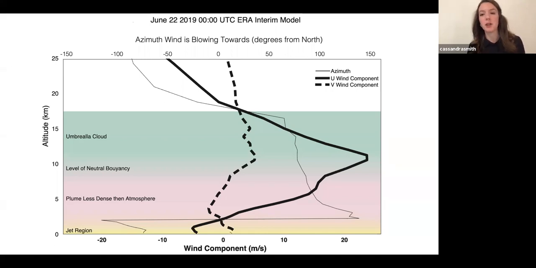This plot here is really interesting when you look at the wind, which are these black lines. The azimuth is the thin black line, and the two thicker lines are the actual speed of the component. We can see that the jet region is occurring where the wind is pushing generally northwest, and the rest of the plume is in an area where the wind is pushing east, and that's going to come back up in the next section. So just keep this plot in your head.